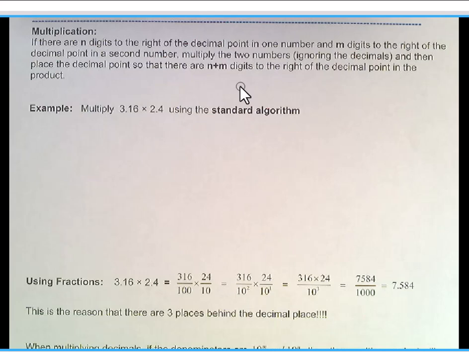Multiplication of decimals. How do we multiply decimals? Well, we multiply just like we did with whole numbers. But the kind of quirky, strange thing with decimals is, where do you put the decimal point in the final answer? I know you can work it like the regular way we multiply, but where do you put the decimal point?